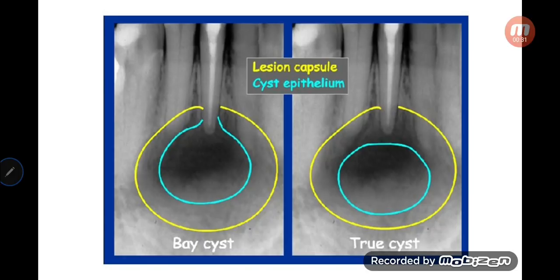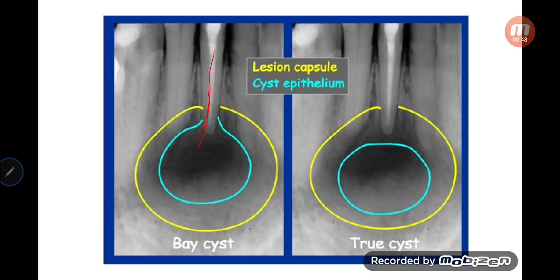And I hope you know that there are two types of radicular cyst. One is the bay cyst and the second one is the true cyst. The bay cyst provides a bay. It is a continuation of the root canal morphology, and the cyst opens into the root canal. That's providing a bay.